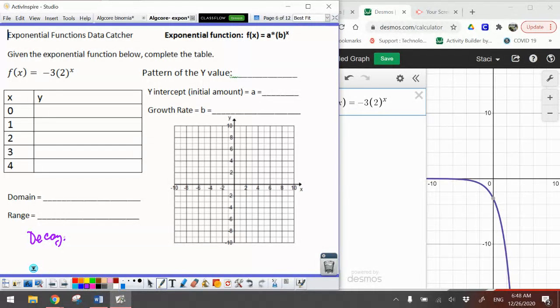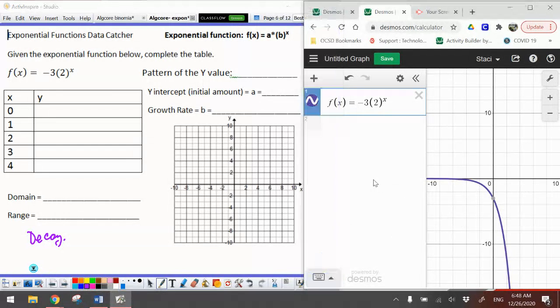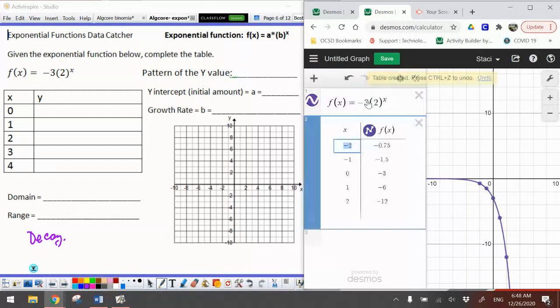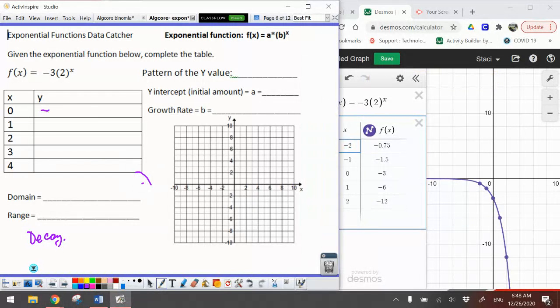All right, so we need to get values here. So I want to make a table from this. So I'm going to go to my edit list. I'm going to tell it to create a table. And you can see how it's giving me my numbers. So 0 is -3.